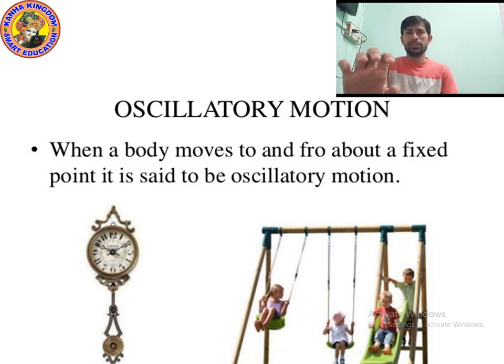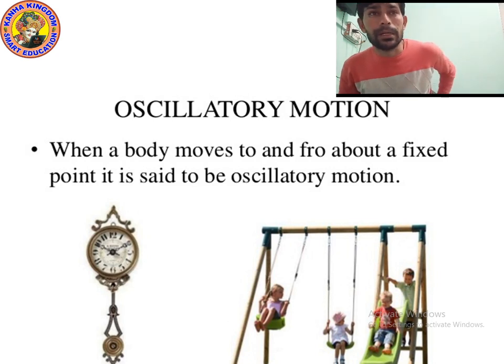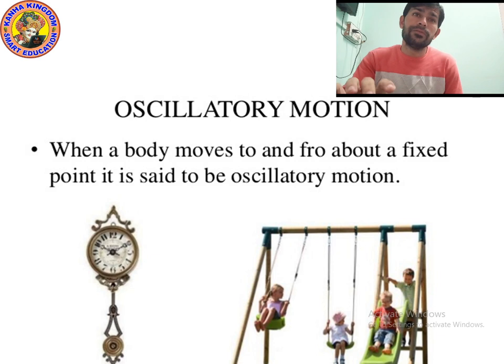But what is revolution motion? When a whole body moves in a circular path. But in rotatory motion, the different parts of a body cover different distances in a given time. It is said to be a rotatory motion.